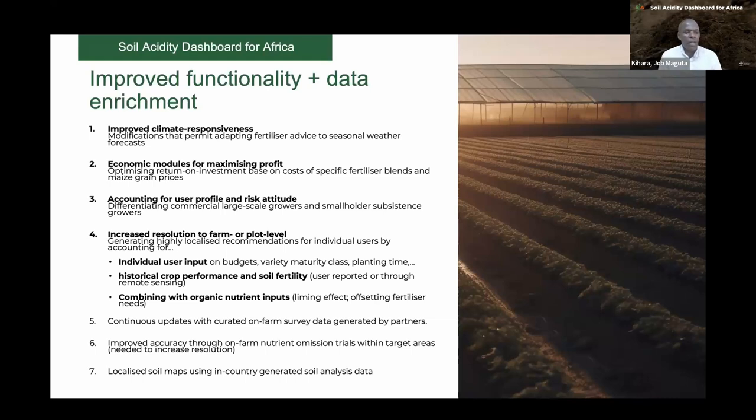We have already been talking about profitability, so integration of economics, integration of farmer concerns and risks, and the farmer type of inputs, whether they are doing rotations, whether they have manure in their systems, because some of those organic resources also have a liming effect. And we have already seen from the Gaia data that there are some situations where lime may not be the appropriate solution. There might be other solutions that could be coming in place. So we are going to be improving these models to integrate these other aspects that have not been integrated so far.